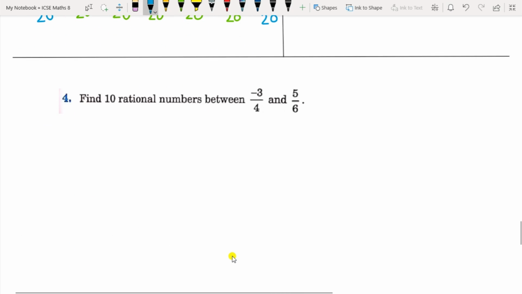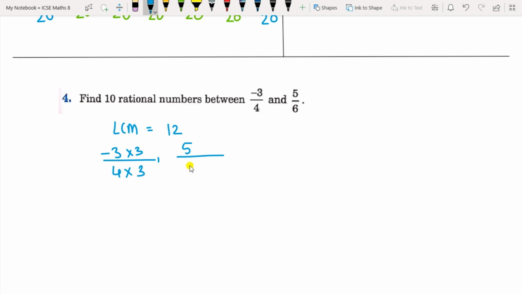Here they are asking to write 10 rational numbers between minus 3 by 4 and 5 by 6. So for minus 3 by 4 and 5 by 6, the LCM of 4 and 6 will be 12. So minus 3 upon 4, 4 3s are 12, convert the denominator to 12, and 5 upon 6, 6 2s are 12. Okay, so this will be minus 9 upon 12, and this is 10 upon 12.